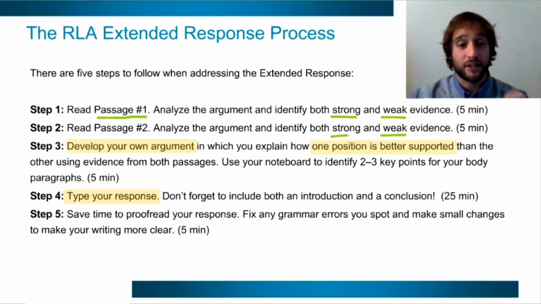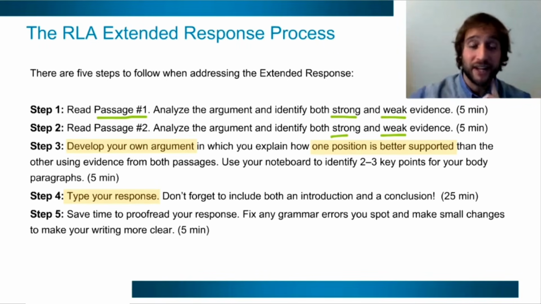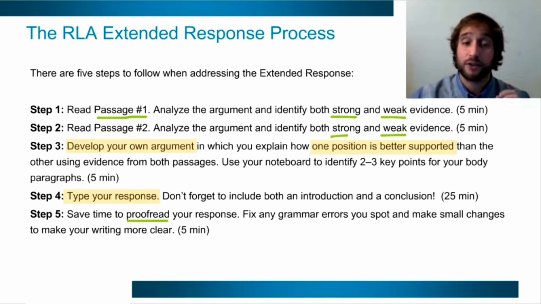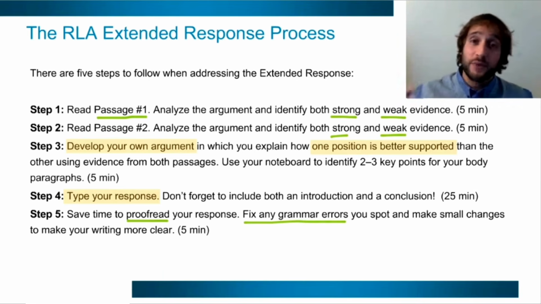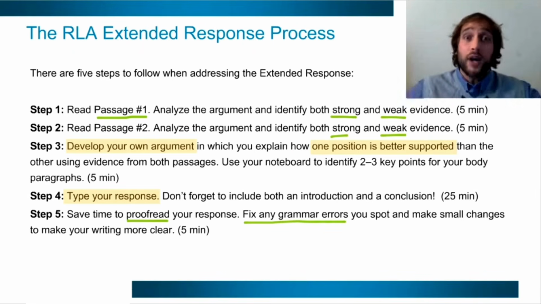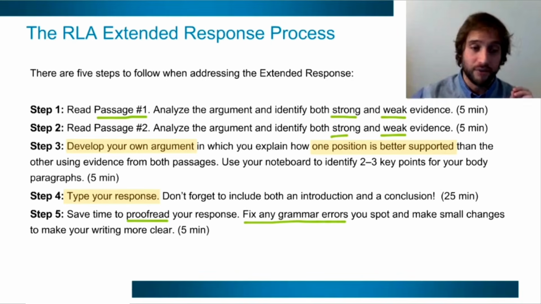Now we know that there's an extra step here, that we can't just type it and be done. We need to make sure that we save time to proofread. We know how important that is to fix grammatical errors. It is something that we are scored on, so we want to make sure that we minimize our spelling and grammatical errors. It's okay if we have a couple typos. That's not going to totally destroy our score, right? Because we know that they're mainly focused on how well we argue and organize and develop. But if we can fix grammatical errors, we definitely want to do that.